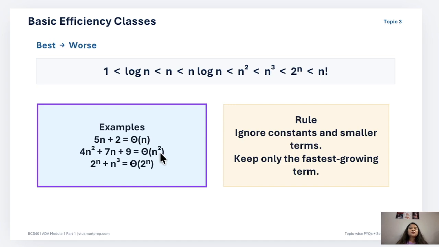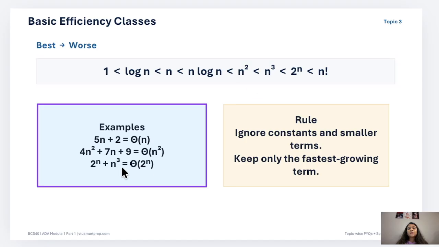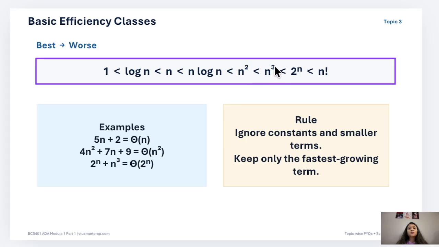Clear? Next, I am going to take the example 2^n plus n^3. So what is the answer? And here I am talking about the worst case. If I am talking about worst case, definitely I have to make use of theta of 2 raised to n. Here you can see 2^n is the worst case as compared to n^3, since n^3 is less than 2 raised to n.